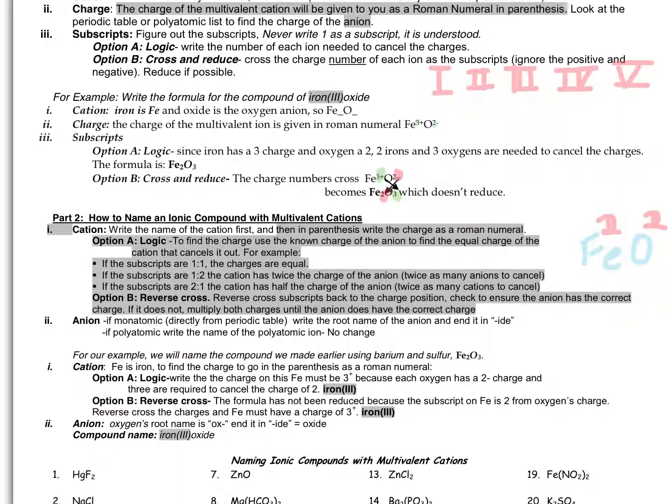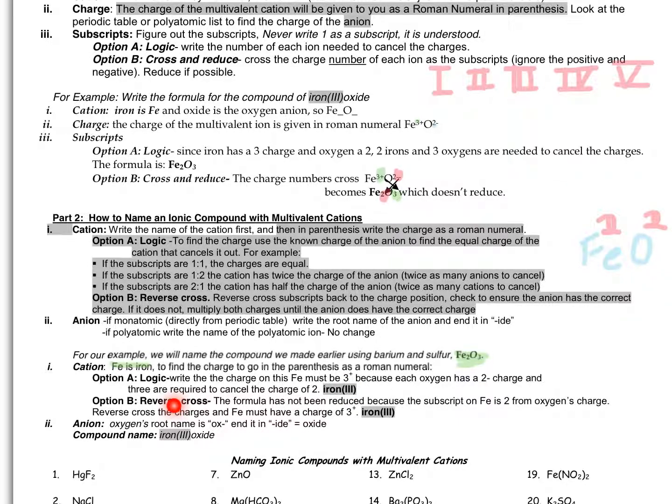So for my example here, iron, Fe. To find the charge in the parentheses, we need to either use logic. So if I have Fe2O3, that's the one we're going to look at this time. If I use logic, if I need 2 of these to balance out 3 of these, this must be a 3 charge. So we'd put iron and 3 in a Roman numeral.